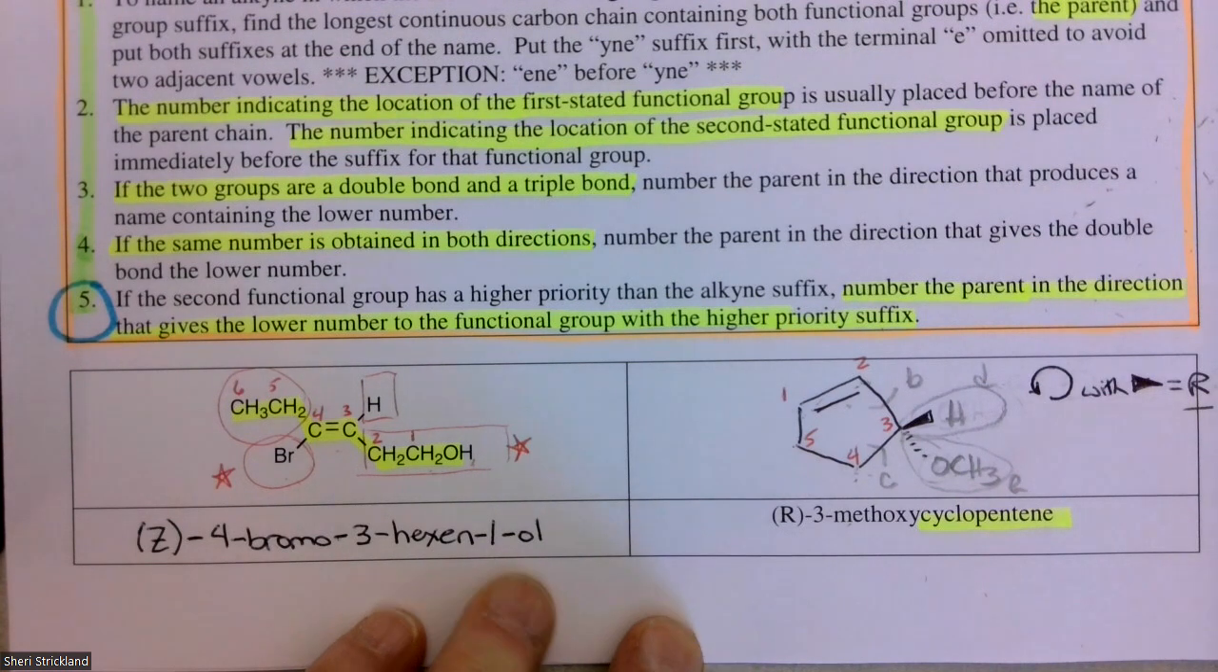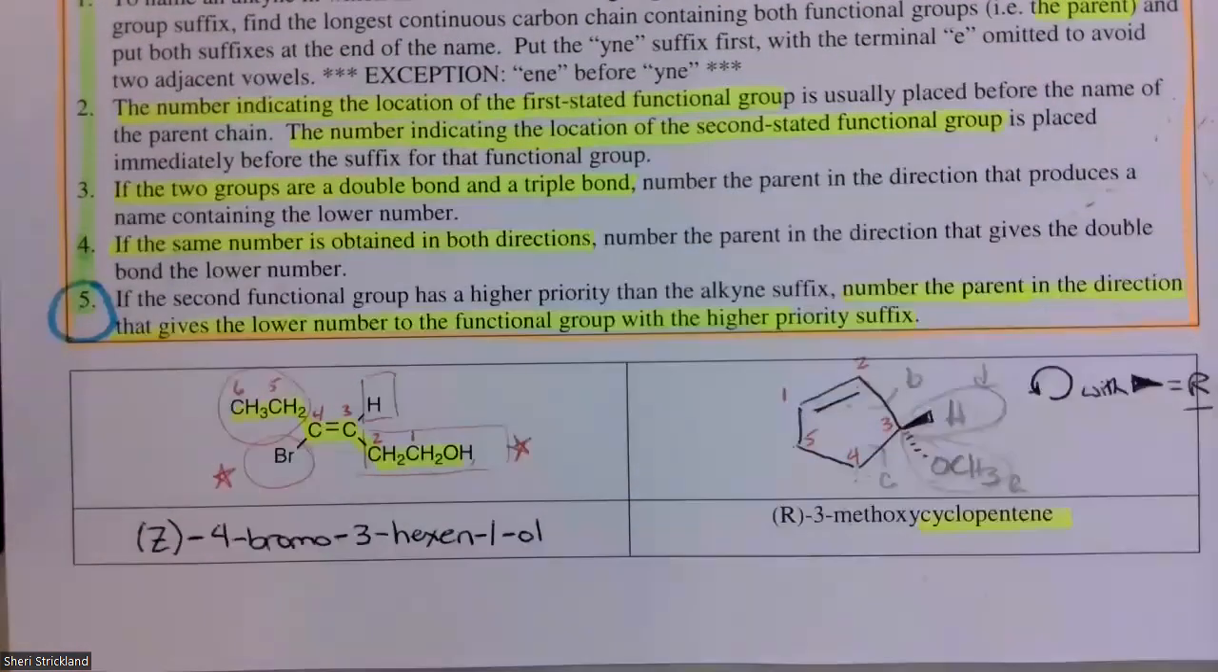Okay. All right. So that is the basic story on the nomenclature of alkynes and polyfunctional compounds. If you have any questions, please send them to me.